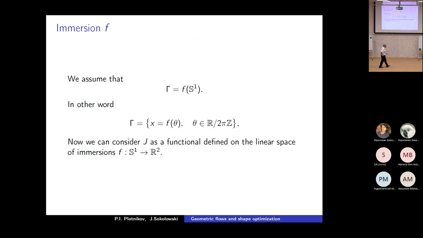Then the functional becomes a function on the space of immersions, of mappings from the circle to the plane. It is not good. This leads to many mathematical troubles.